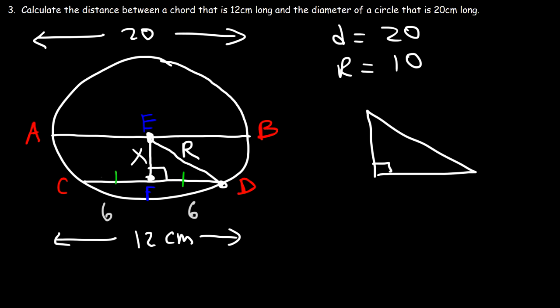By the way, anytime these two parts are congruent, then EF and CD has to be perpendicular. That's just a rule about chords and if you draw a radius of a circle. So if you draw the radius and you make it perpendicular to the chord, then these two parts have to be congruent.